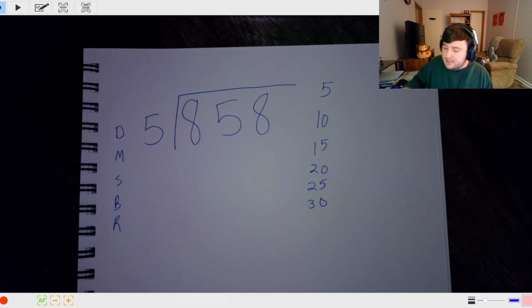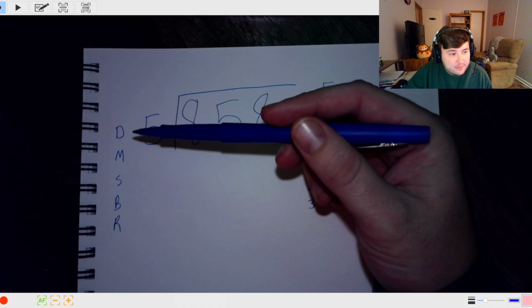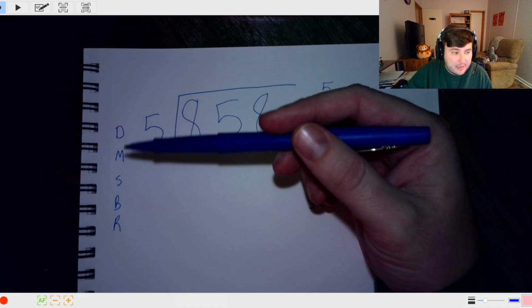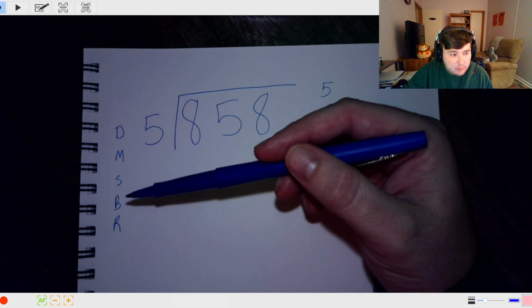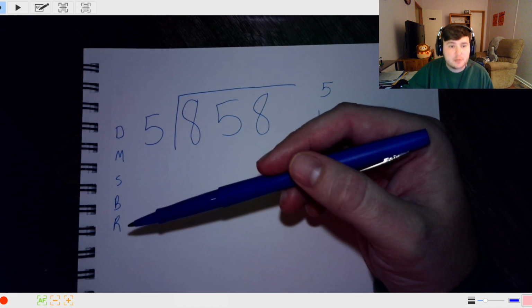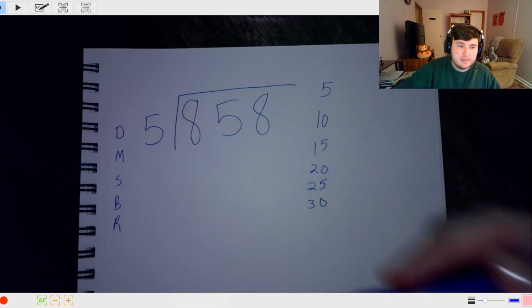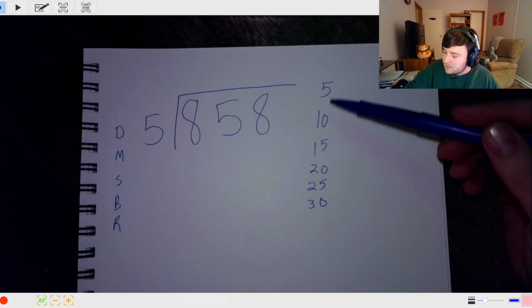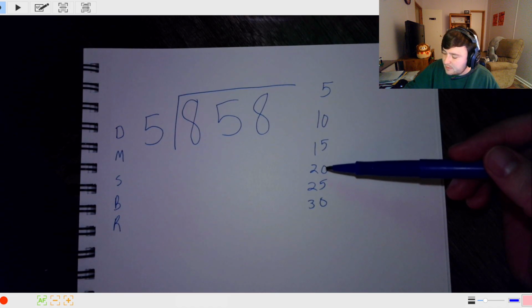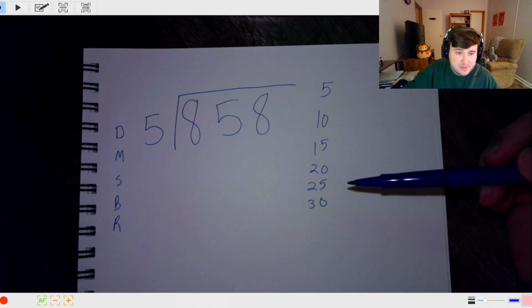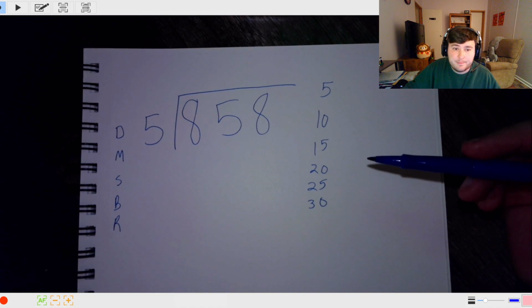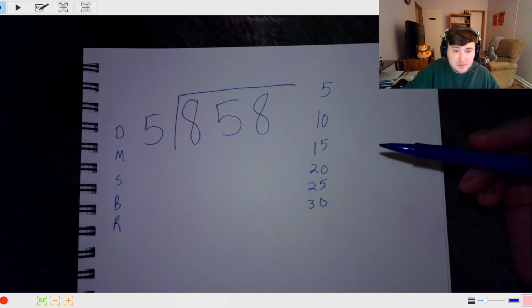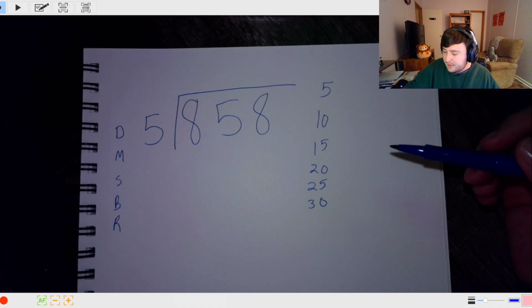As you can see, I have the steps written down. D for divide, multiply, subtract, bring down, repeat. So you always have to repeat after you bring a digit down. I also wrote down the first 6 multiples of 5, through 30. If I need to make my list bigger, I will, and I might not need to.